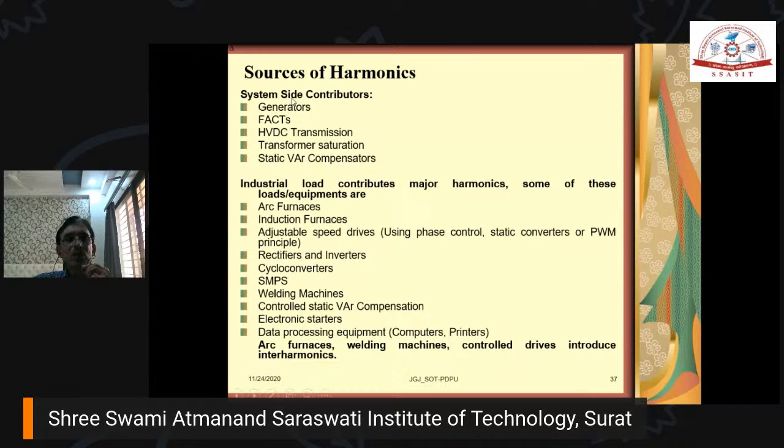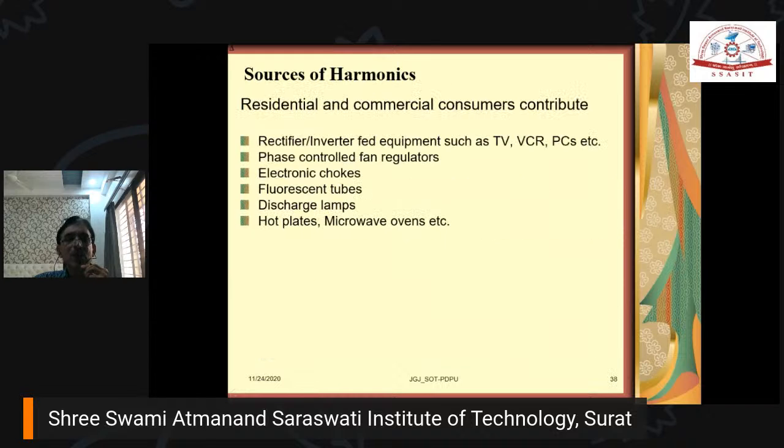So from the system side, who are the contributors? Harmonic contributors: generators, FACTS, then HVDC transmission, transformers maybe because of transformer saturation, then static VAR compensators. Then I have summarized that industrial loads contribute major harmonics, and some of these loads or equipments are arc furnaces, induction furnaces, adjustable speed drives, right? Then rectifiers and inverters, cycloconverters, SMPS, welding machines, controlled static VAR compensators, or SVC or SVS, then electronic starters, and data processing equipment, for example computers and printers, can contribute major harmonics.